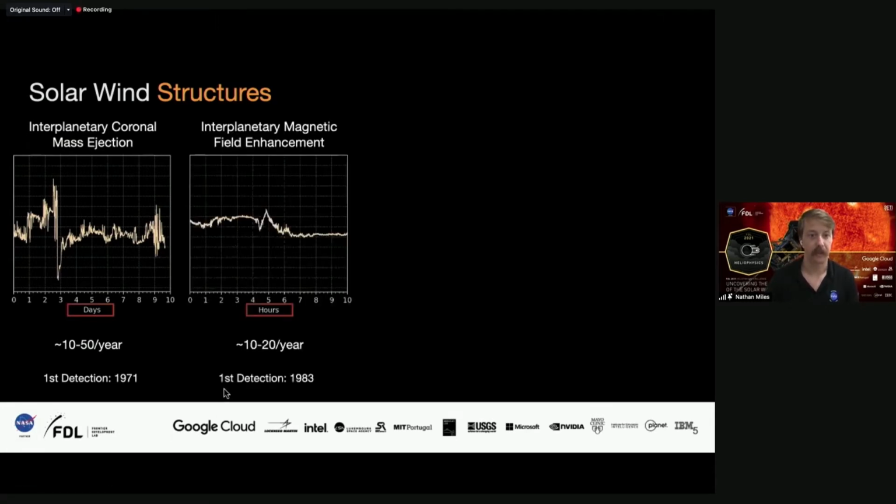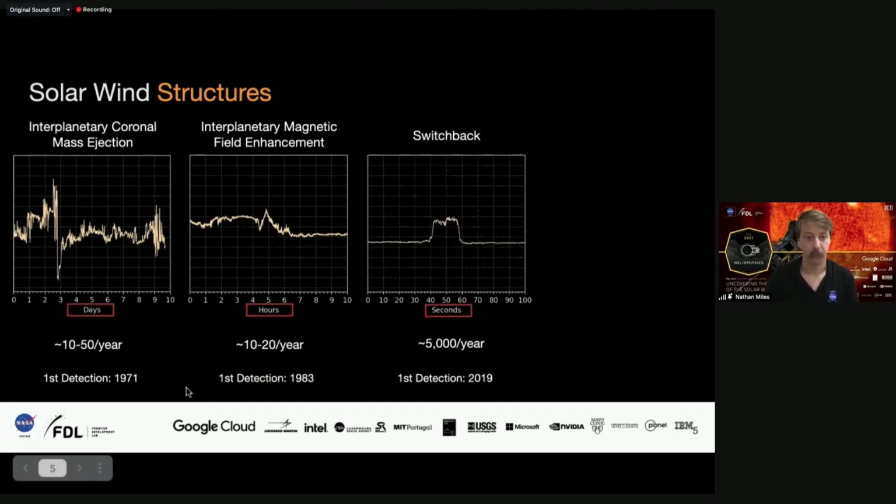Next, we have interplanetary magnetic field enhancements, which occur at a rate of about 10 to 20 times per year, but they span significantly shorter durations of time, on the timescales of about an hour or two. And they're much smaller in amplitude, leading to a delay in their discovery until the 1980s. Now, if we go even smaller, we have switchbacks, which have extremely high occurrence rates of order 5,000 per year. Interestingly enough, these objects went undetected in the slow solar wind until 2019 because they exist in a region of space that was previously unexplored until the launch of the Parker Solar Probe in 2018.